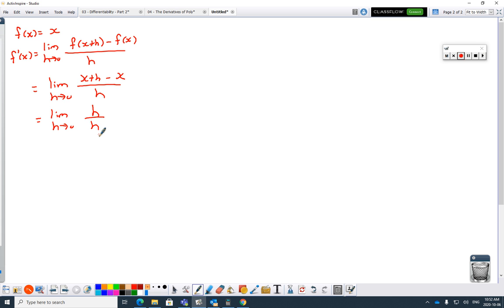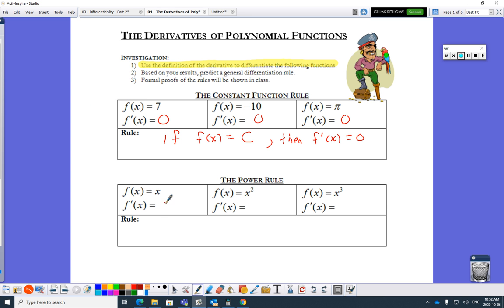The x's cancel. If you've done a few of these, you know everything that doesn't have an h is going to cancel. And I get the limit as h approaches 0 of 1. The answer here is 1. The derivative of x is 1. If you're really with me, you already knew that was coming.